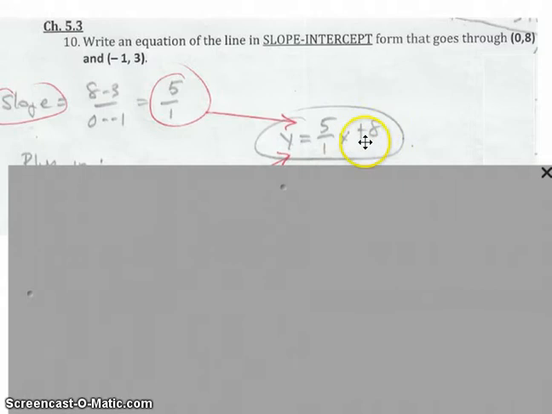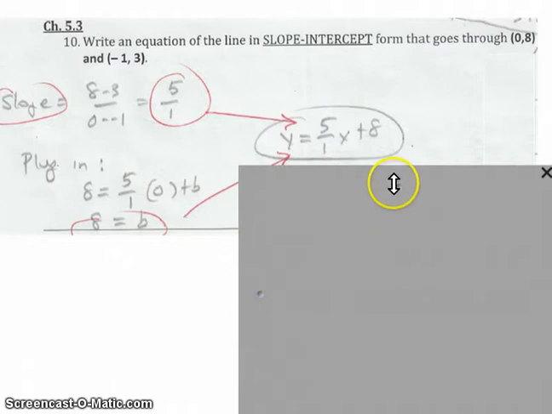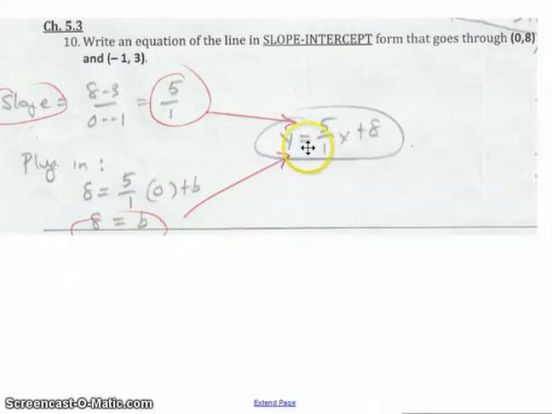Now, this is the answer, so let me go backwards here a little bit. I should start over here. Next thing I've got to do, let's cover up that answer for a while. We don't want to see that yet. I've got to plug in one of the 2 points. I picked 0, 8. 8 equals 5, that's the slope, times 0, that's the x, plus b. 5 times 0 is 0. 8 is the same thing as b. Now I've got the 2 pieces I want: slope and y-intercept. Y equals that slope times x plus that y-intercept. That's my equation. Next question.